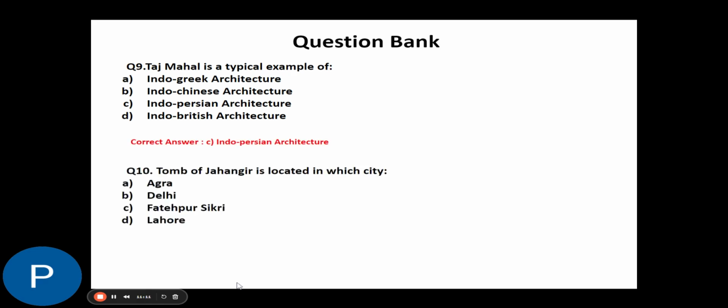Now, coming to the next question, the Tomb of Jahangir is located in which city? Talking of the Tomb of Jahangir, it is basically located in Lahore.